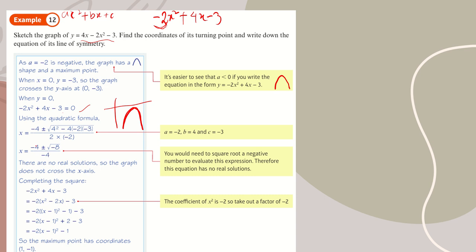Understood? If you get values of x like math error after, let's say, using the quadratic formula, you know that x equals minus b plus minus root over b square minus 4ac, all divided by 2a.